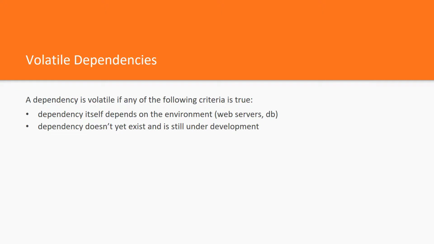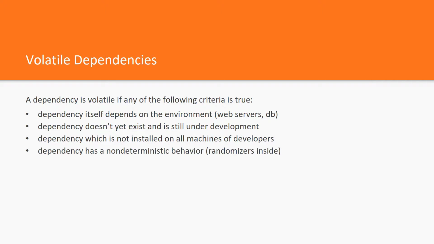The dependency doesn't yet exist and is still under development. This is a regular deal when we want to write code which, among other things, interoperates with an object nonexistent at this point. We don't want to wait for that object to be written, so we just introduce a seam which reflects the API of that object and make calls through that seam. The dependency is not installed on all machines of developers. And the dependency has a non-deterministic behavior. It can depend on the current datetime, random number generation, and similar unstable by their nature things.